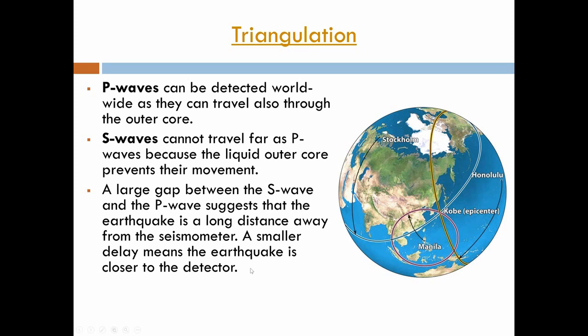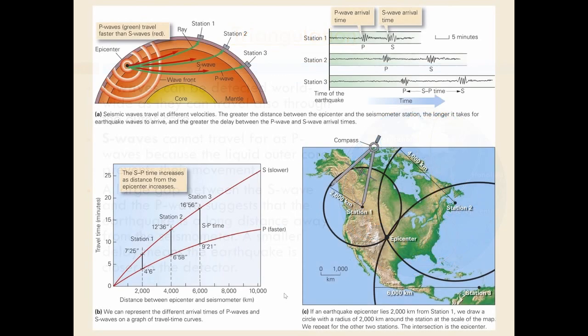S and P waves go different speeds. So the bigger the gap in between when the P wave and the S wave arrives, the further away the earthquake is. If there's a small delay between when the P wave and the S wave arrive, we know that it's much closer to where the detector is. And we'll get to what we use that for in a sec. I'll put all of these videos in the description, or links to.